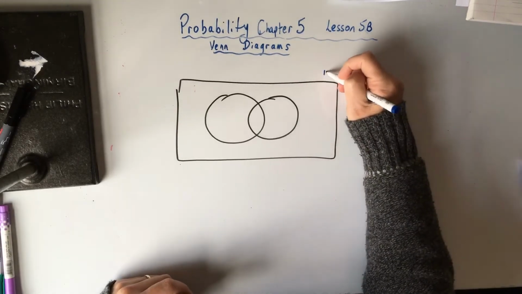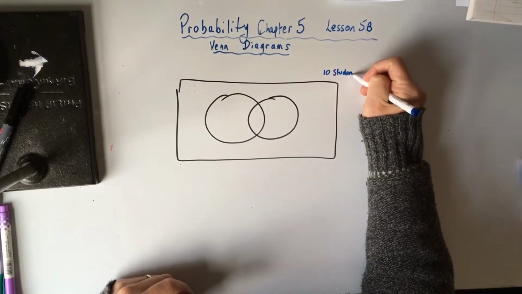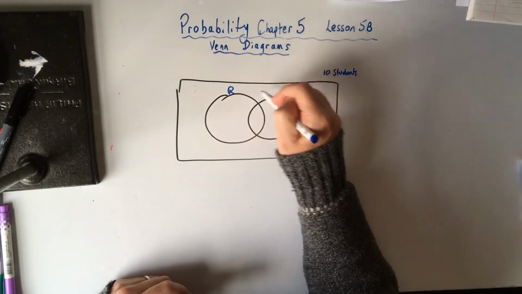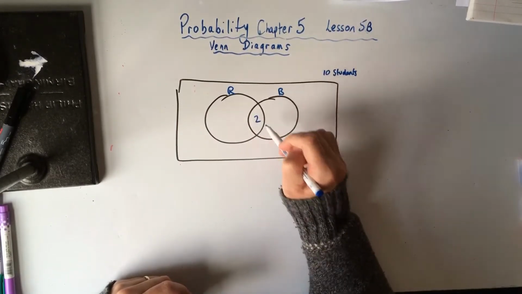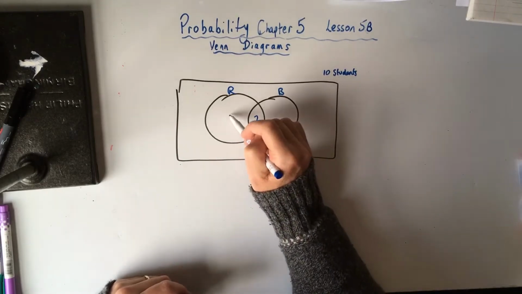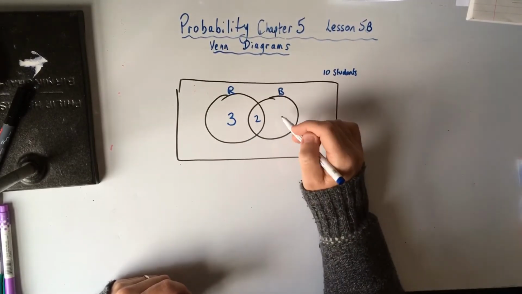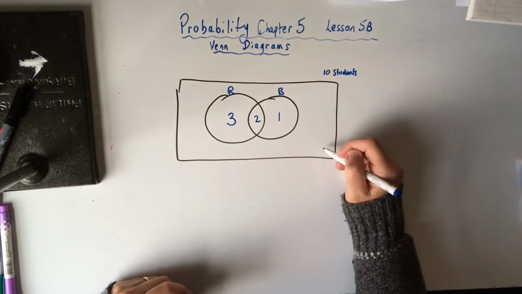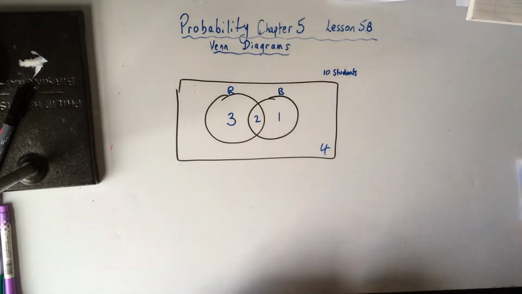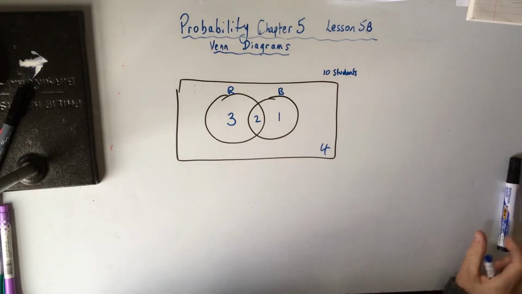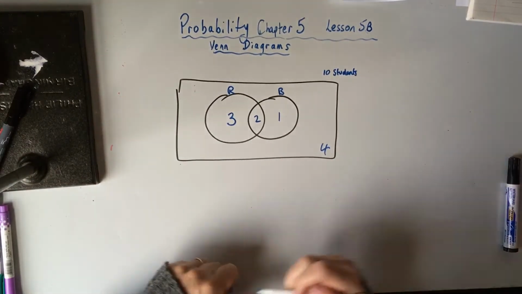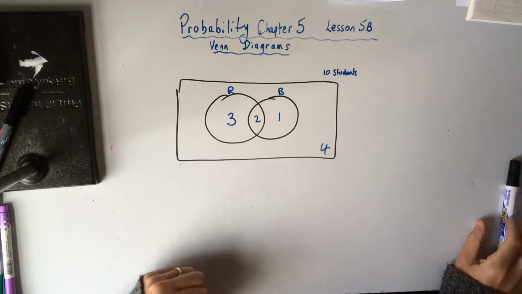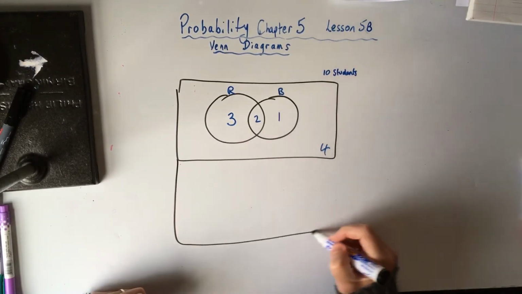Let's say there are 10 students altogether, and they were asked whether they liked red or blue paint. Red or blue, and 2 students said they liked both. There are 3 just red, 1 just blue, and there are 4 that said they didn't like either colour. So there's a Venn diagram, that's what it is. At A level we can have them like that, with the actual raw numbers in.